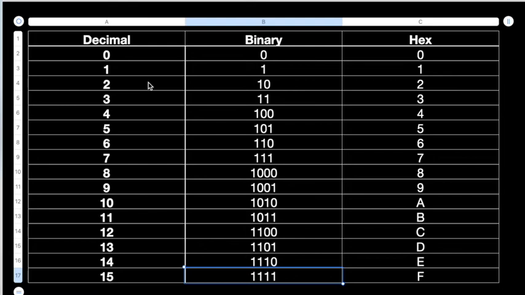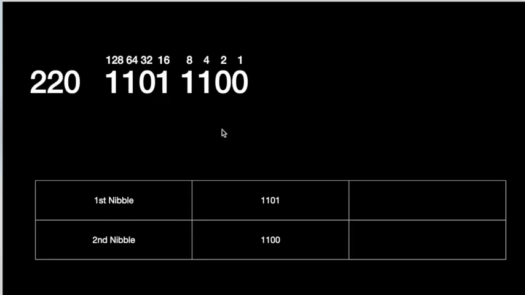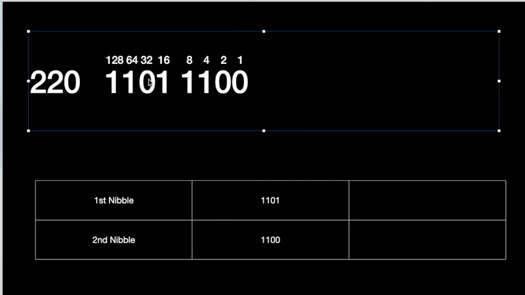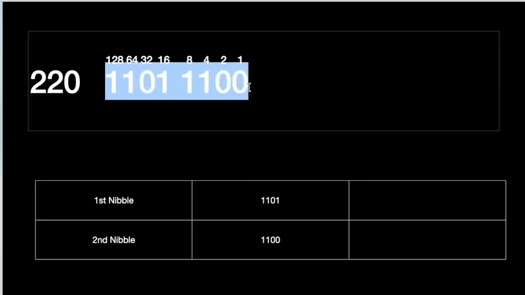Now the question is how to find out hexadecimal from our regular binary. Let's see. Now here, just for the example, we have considered the number 220. Now we already know how to find out the binary of this. 220, it's 1101 1100, that means 128 plus 64, that's 192. 192 plus 16, that's 208. And 208 plus 8 plus 4, that is 12. 208 plus 12, that's 220. So anyway, this is the binary of 220, 1101 1100.